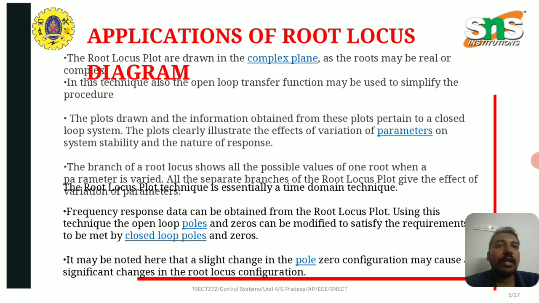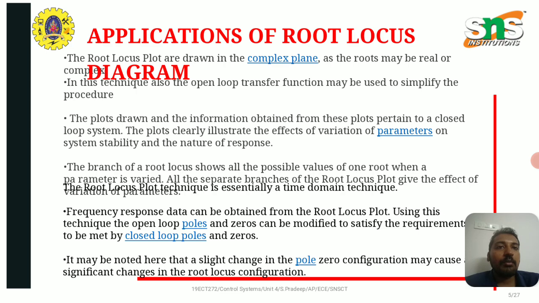The plots drawn and the information obtained from these plots pertain to a closed loop system. The plots clearly illustrate the effects of variation of parameters on system stability and the nature of the response. The branch of a root locus shows all the possible values of one root when a parameter is varied. All these separate branches of the root locus plot give the effect of the variation of parameters. The root locus plot technique is essentially a time domain technique. Frequency response data can be obtained from the root locus plot.